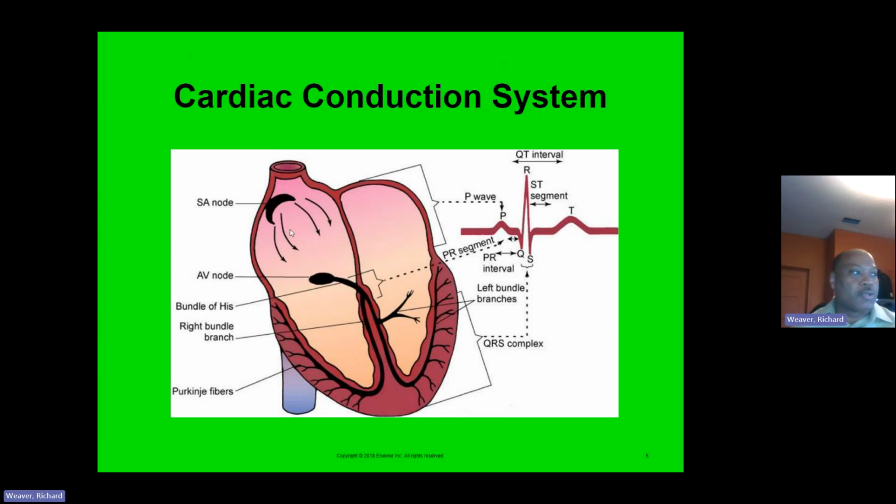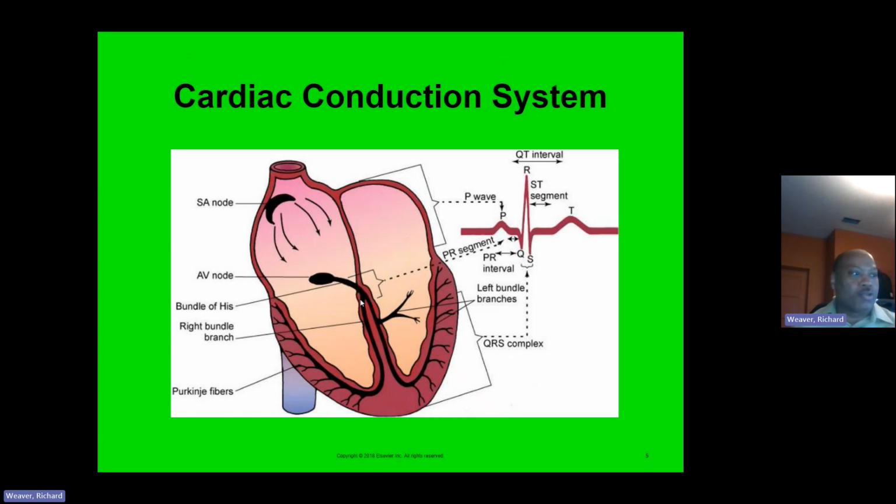Let me do this right quick also. You guys can see the SA node, the AV node, and this is the pathway, by the way, that the electricity is traveling. Again, SA node, AV node, the bundle of His, which is here. And then, of course, you have your right branch, this is your left branch, and these are your Purkinje fibers here. When this is stimulated, it causes the QRS complex that you see. All right, you can see the QRS complex here.